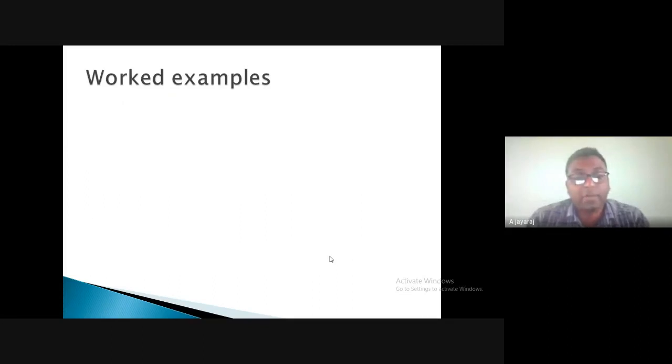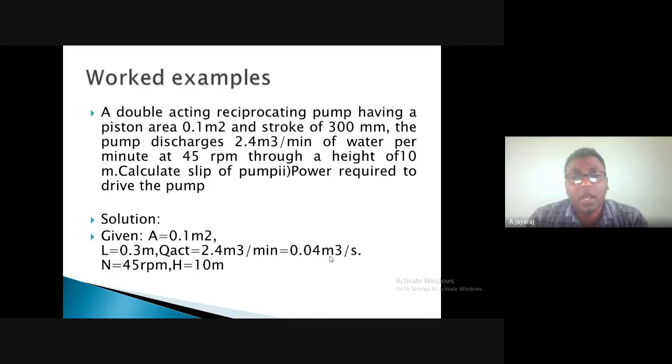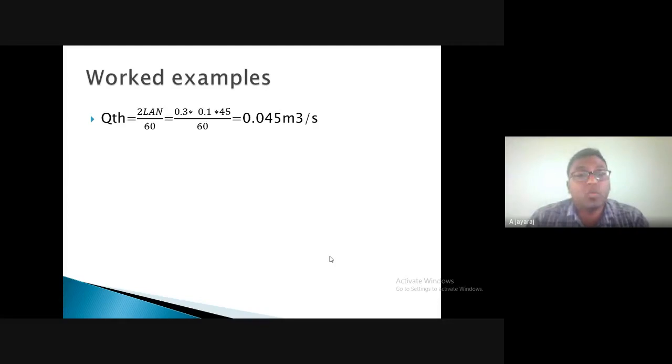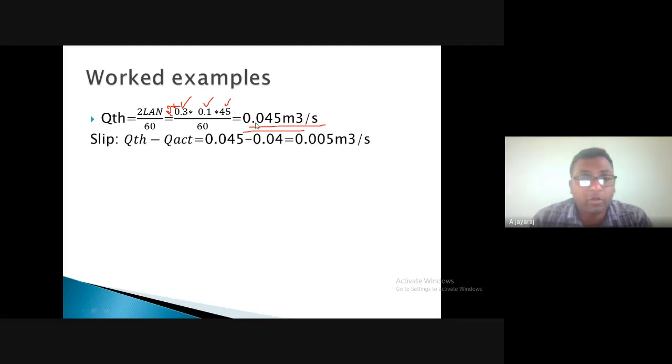Speed of the pump is 45 rpm. The manometric head is 10 meters through which the pump has to supply the water. Theoretical discharge is given by the formula 2 LAN by 60. 2 is for double acting, that is 2 deliveries per revolution. On multiplying by 2 along with the L value, stroke 0.3 meters, and area 0.1 meter square, multiplied by the speed, we'll be able to get the theoretical discharge as 0.045 meter cube per second.